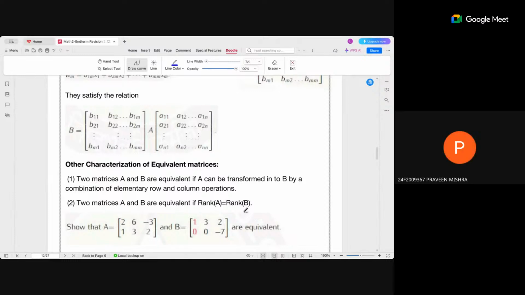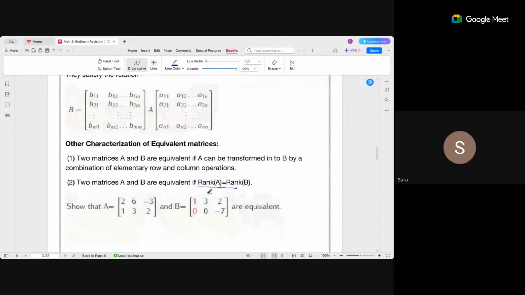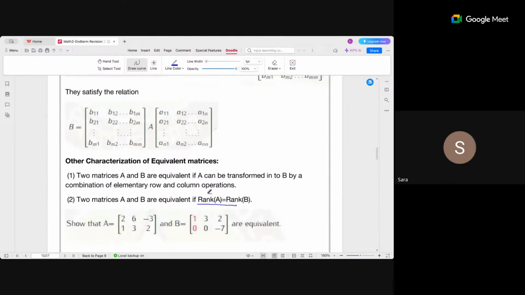And also the other property is that A and B are equivalent if A can be transformed into B by a combination of elementary row and column operations. Usually the main property which we are using is the rank property. Very rarely we use this property as well. The only thing to look for is the ranks, right? If the ranks are equal, then the matrices are equivalent. Of course, the matrices should be of the same size. That is the first thing.